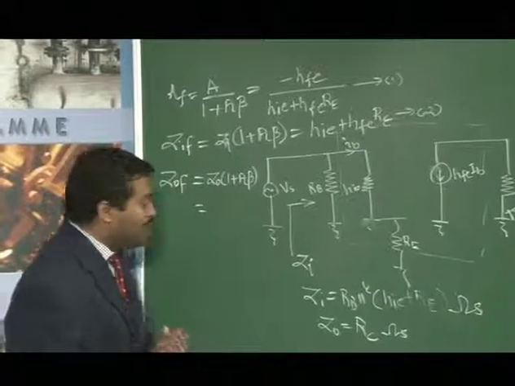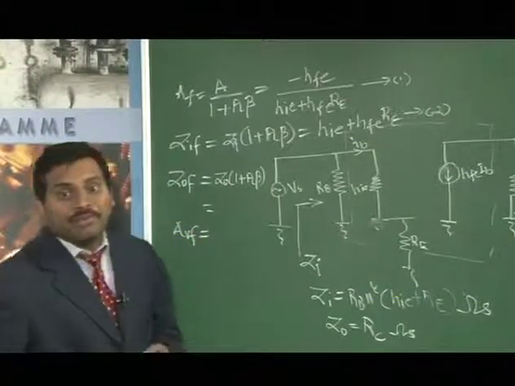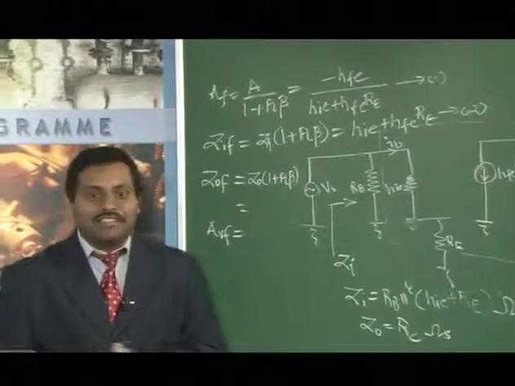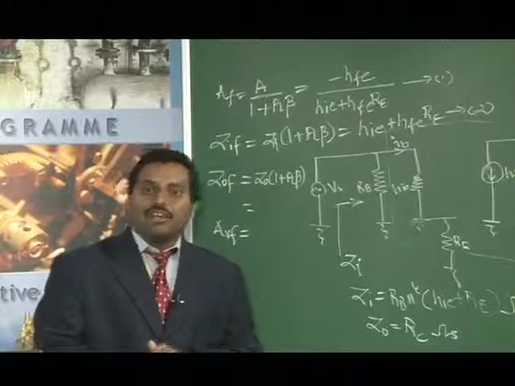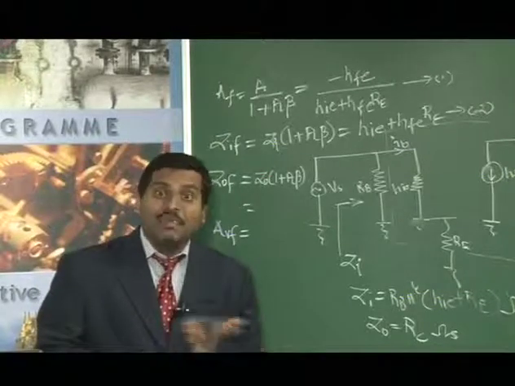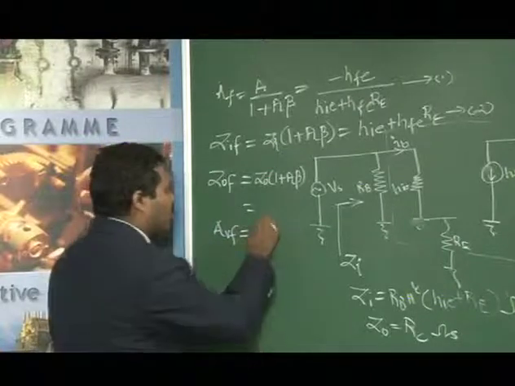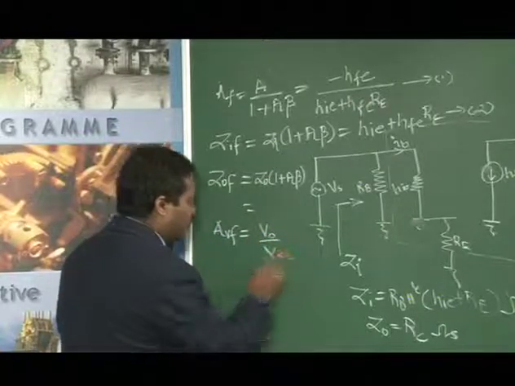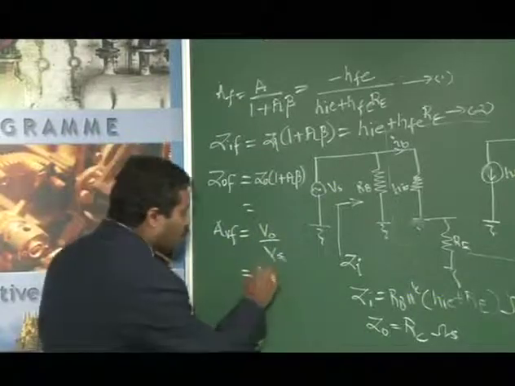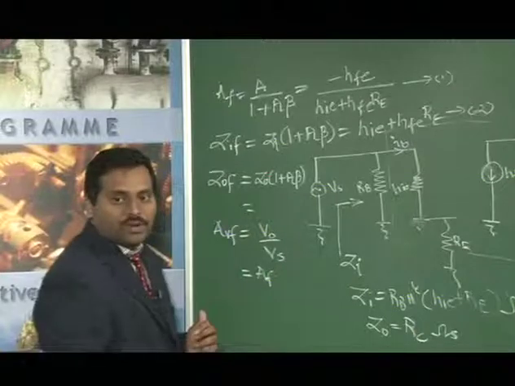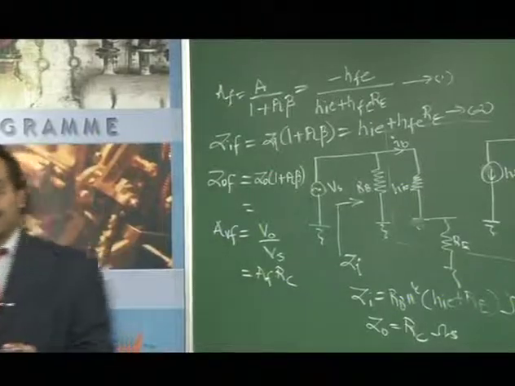Even you can calculate voltage gain AVF. Okay, so voltage gain AVF is nothing but closed loop gain. Considering only the voltage gain, we are calculating only the voltage gain here, which is V naught divided by Vs. You can calculate this as closed loop gain AF into RC. Okay, so this is how you can calculate.